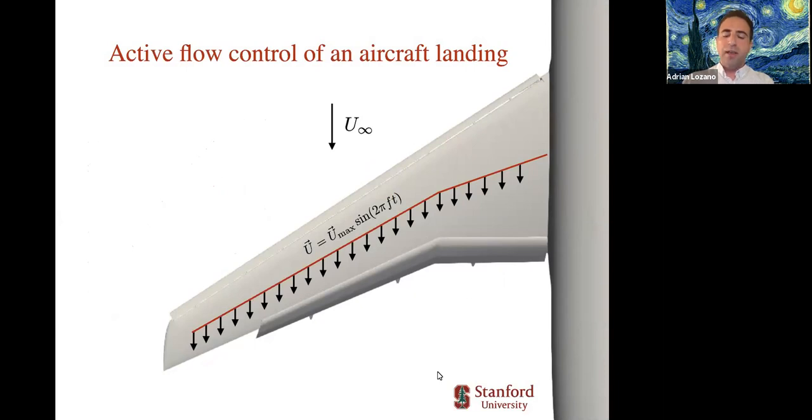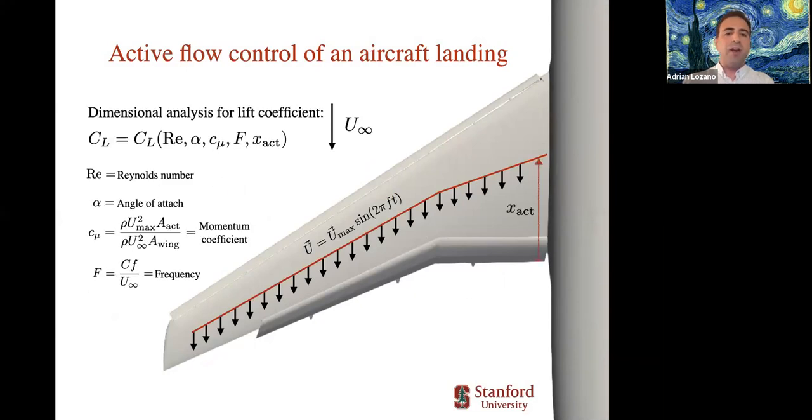And in just some basic dimensional analysis for this lift coefficient, what we will get is that this is going to depend on these 5 parameters. Essentially, the Reynolds number, the angle of attack, the momentum coefficient, which is just a ratio of how much is the momentum injected by the jet compared to the full momentum of the aircraft, and then the frequency of this jet.